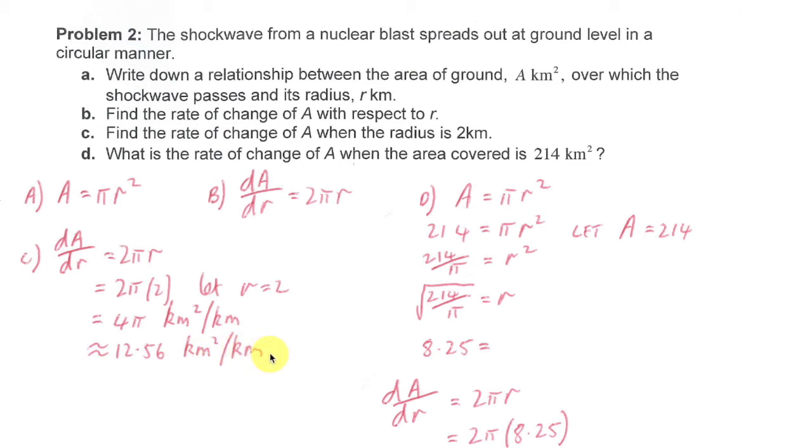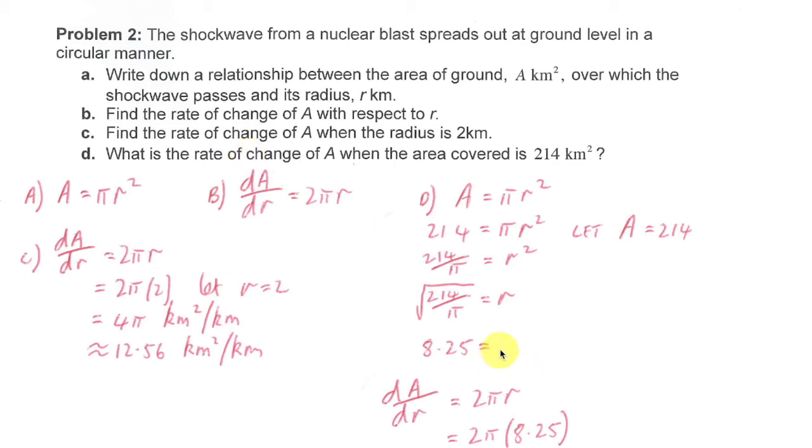D, what is the rate of change of A when the area covered is exactly 214 kilometres squared? So we start off with our area rule. We make the area equal to 214 and we solve for R. This is approximately equal to 8.25 kilometres. Now we're not after what the radius is. For this question, we're after what the rate is.